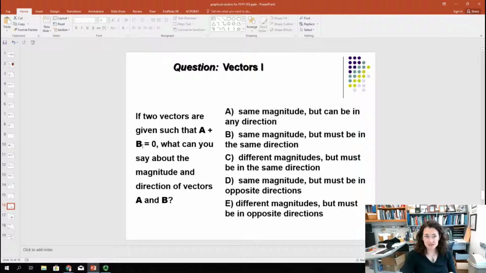Another way to think of it is to solve it algebraically. If A plus B equals 0, then B equals minus A, which is the same magnitude as A but opposite in direction, as we just defined. So, answer D. Here, I have A in blue and B in red, and they add to a net displacement of 0.